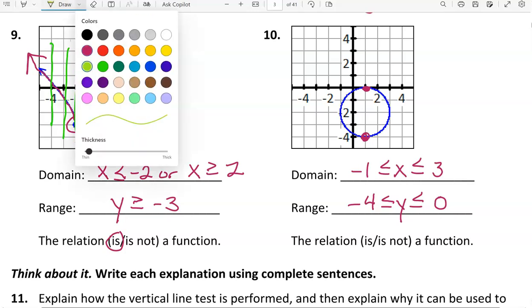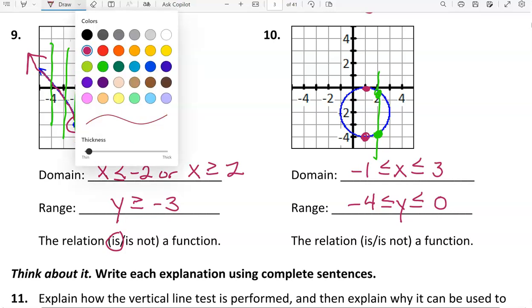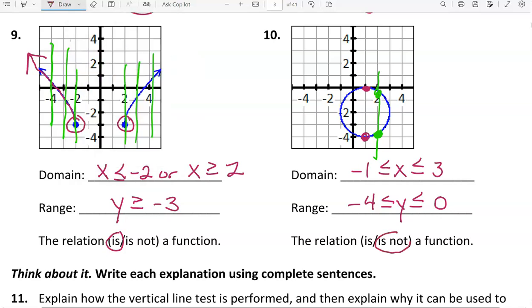This relation does not pass the vertical line test. If I pass a vertical line through the relation's graph, you'll notice that we intersect two points at a time, so there are two y's associated with one particular x, and so that means that this relation is not a function.